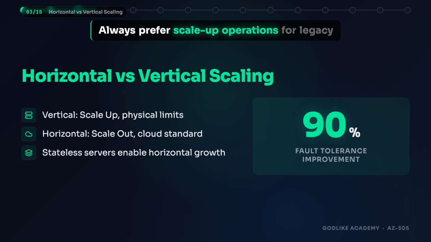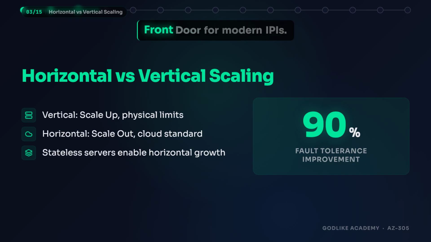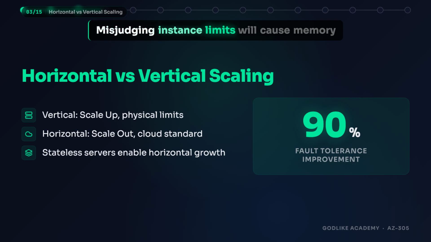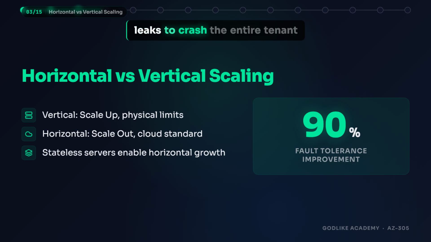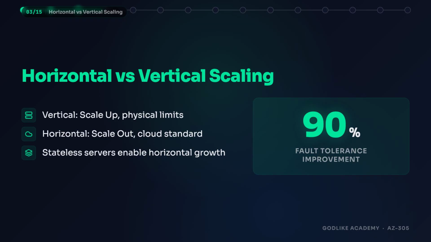Always prefer scale-up operations for legacy monoliths, but deploy scale-out with Azure Front Door for modern IPIs. Misjudging instance limits will cause memory leaks to crash the entire tenant environment.